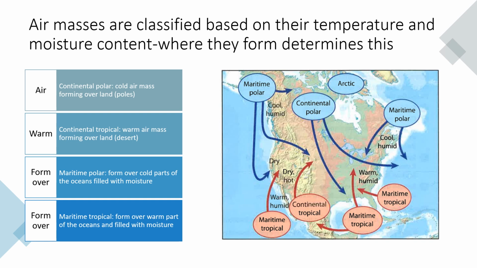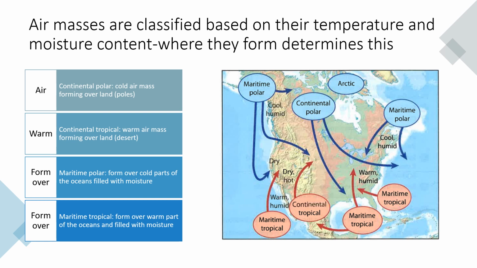Maritime polar means that it formed over the cooler parts of our oceans, so it brings in moisture, not as much as, say, a maritime tropical, which is forming over warm water with warm air masses, to where then it just makes it be able to become more and more saturated.